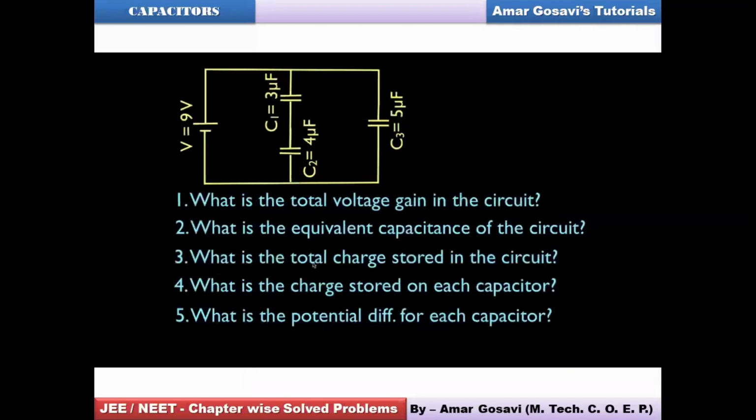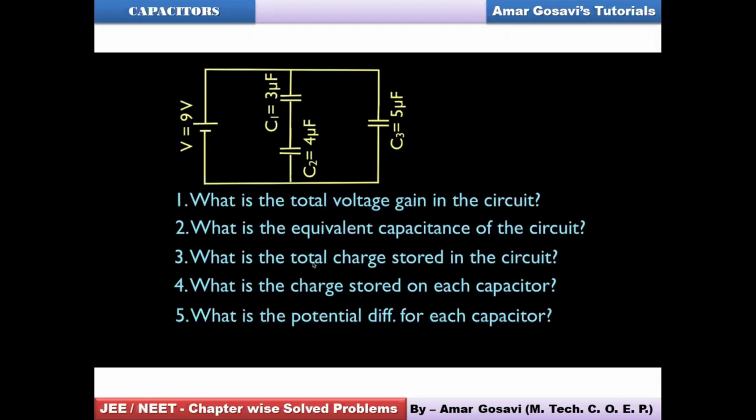So here you can see two series capacitors, 4 microfarad and 3 microfarad, and together they are in parallel with C3. Now the same set of questions: what is the total voltage gain? What is the equivalent capacitance of the circuit? What is the total charge stored? What is the charge across each capacitor? And what is the potential difference for each capacitor? Please make a note of this.